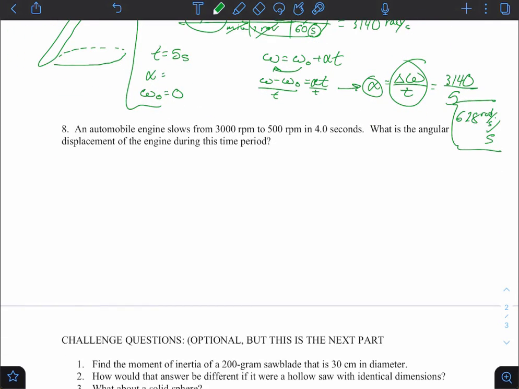Question 8. An engine slows from this, the initial velocity, to this, the final velocity, in this much time. What is the theta of this engine during the time period? We're given the initial velocity, but we're not given acceleration, so we can't use the second equation.